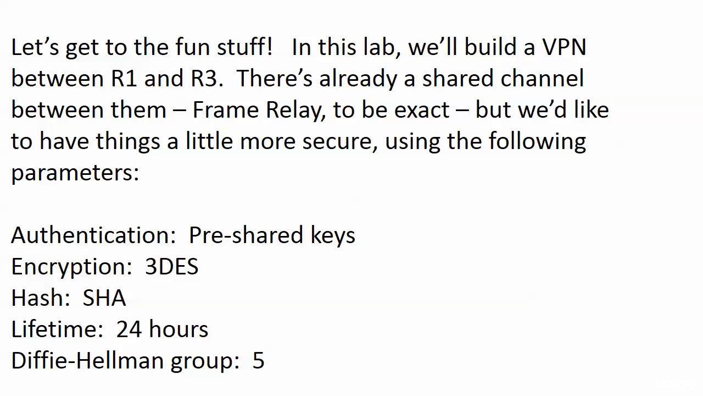With authentication, we're going to do pre-shared keys. With encryption, we're going to do something called 3DES. Every once in a while, you'll see this called TDES for triple DES, but generally it's 3DES. Hash, we're going to use something called SHA, which I like to pronounce SHA. Lifetime, 24 hours. That's the config we're going to put on router 1. That's how long we'd like our Phase 1 SA, IKE SA to last. And something called the Diffie-Hellman group. We're going to go with group number 5 here.